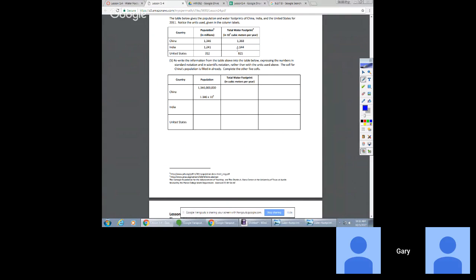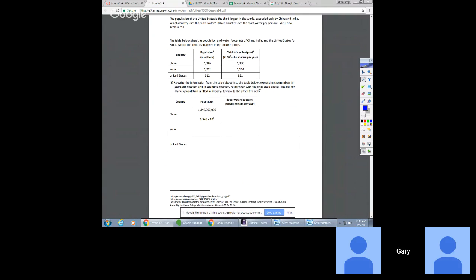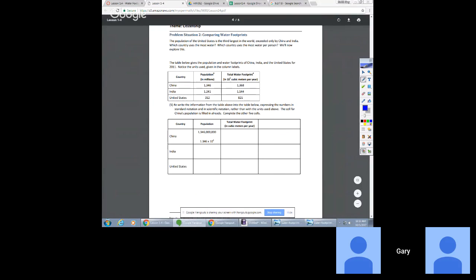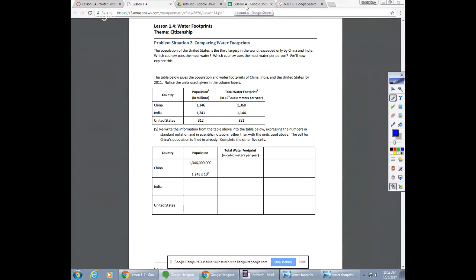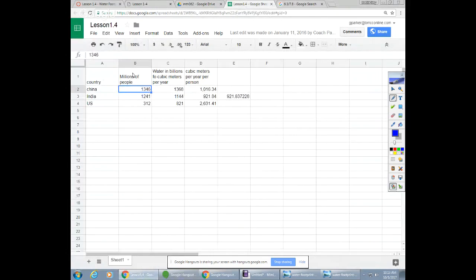I typed some of this information into a spreadsheet, so I'm going to start looking at that spreadsheet right now. Let's adjust this, make sure it presents right. Okay. So let's see, that's right here. So did I type this right? We've got China, India, US, correct? Okay, and then millions of people is the next column. And I've got 1346, 1241, 312, and then water in billions of cubic meters per year. Does that sound right?